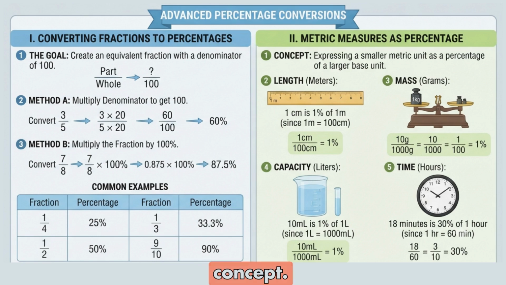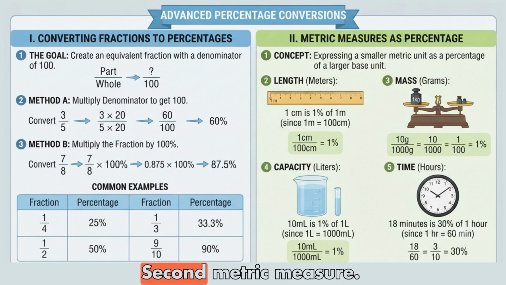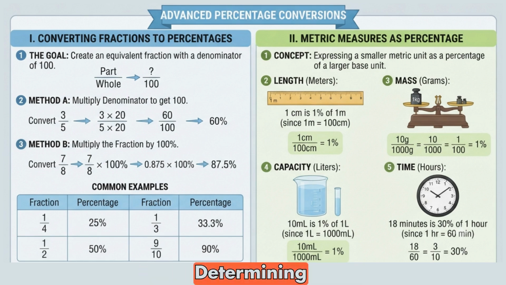First metric measure. Length, meters. Concept: 1 centimeter is 1% of 1 meter. Calculation: since 1 meter equals 100 centimeters, the fraction is 1/100, which equals 0.01, which equals 1%. Second metric measure. Mass, grams. Concept: determining what percentage 10 grams is of 1 kilogram. Calculation: 1 kilogram equals 1000 grams. 10/1000 equals 1/100 equals 1%.